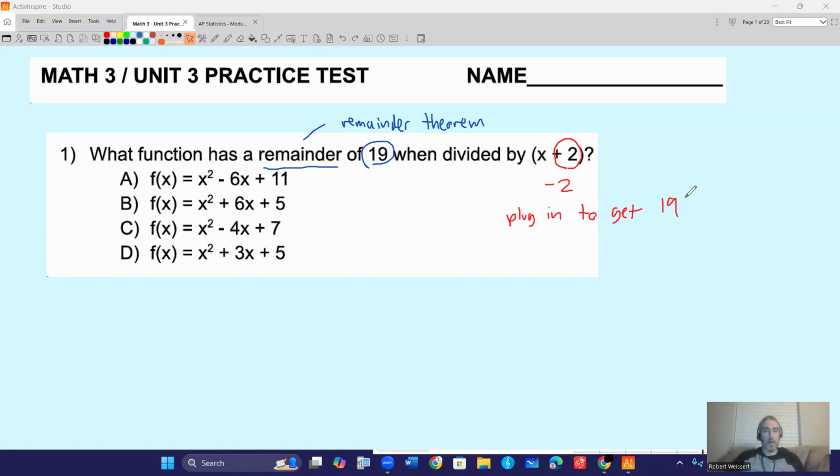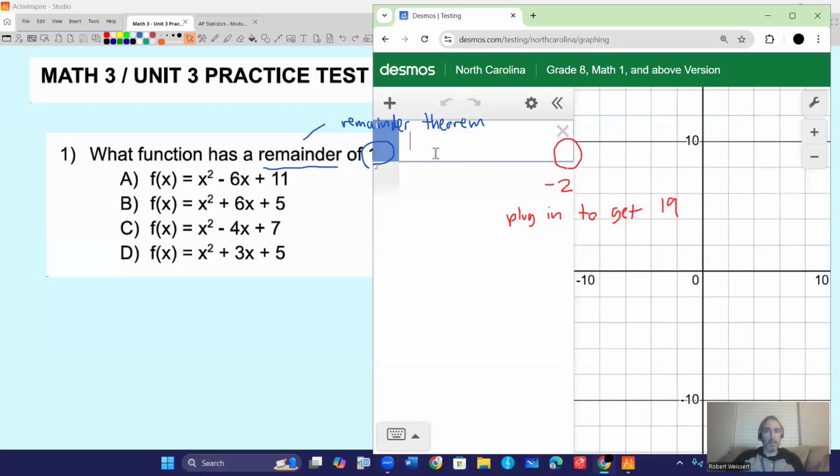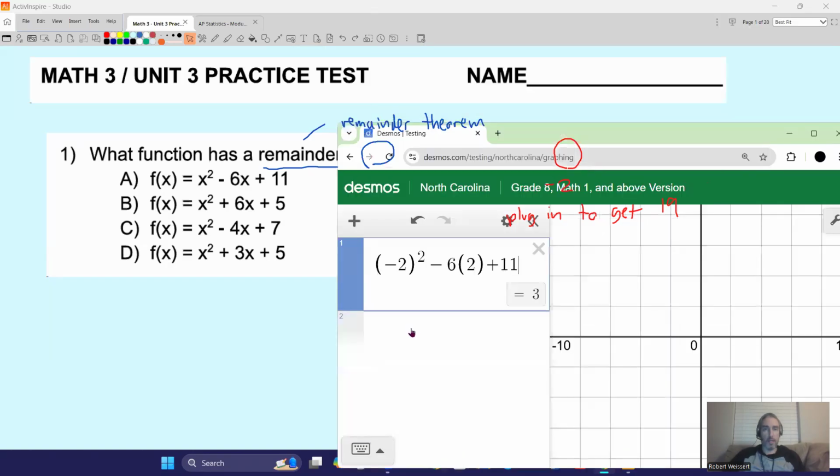So we'll use Desmos for that. We'll just kind of toss that into the calculator. So let's do that. So we want to plug in to get 19. So we're going to do parentheses, -2 squared minus 6 parentheses. Anytime you're plugging something in for x, just put parentheses in place of it and put the number inside of it. So you can see I get 3 there. So that's no good. And so we'll just kind of keep going through that until we get 19. Oops, actually, well, still don't get 19, but make sure you plug in -2, not 2.